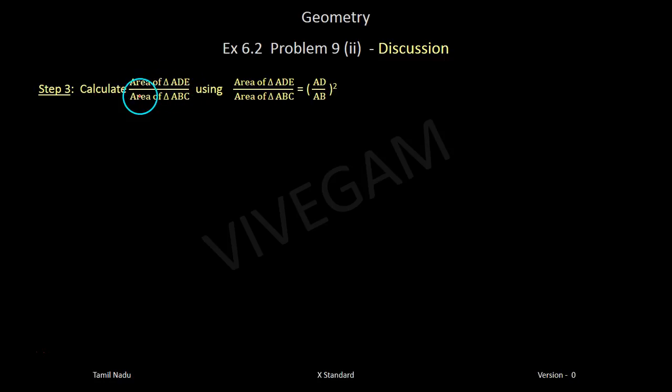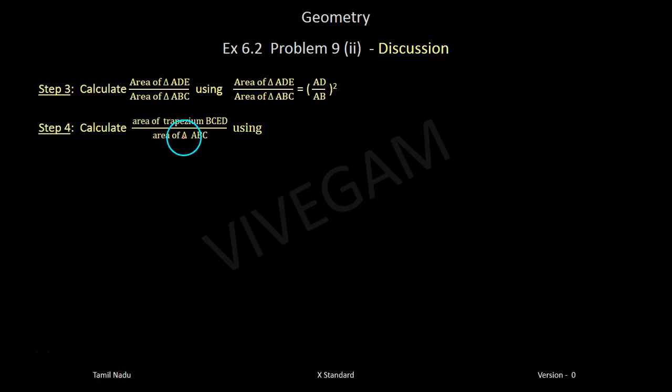Next, calculate the area of ADE using the similarity triangle property, right? What does the similarity property say? The ratio of the area of the triangles is the square of the ratio of the corresponding sides. So AD by DB we calculated in step 2. So using that, you'll be able to calculate this value.